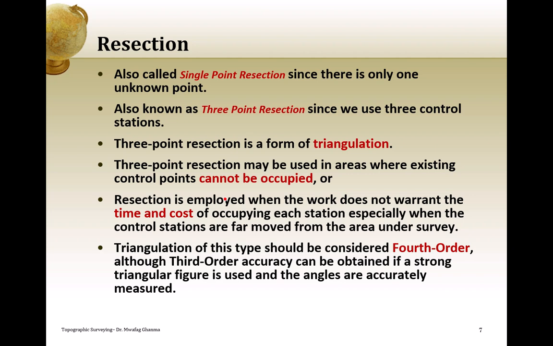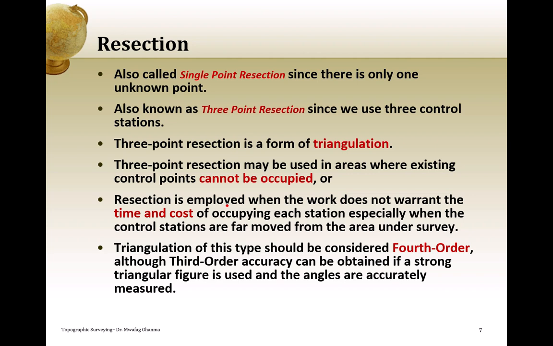It is also called single point resection because we are calculating one unknown point, or we call it 3-point resection because we have 3 control stations. So whatever you want to call it, it is okay. Now, of course, the 3-point resection is a form of a triangulation. We mentioned that, and this is a favorable method when we cannot occupy the control station. We cannot reach the control station, but we can reach the unknown station, and that's why we take measurements from that unknown station. Since we cannot occupy, we cannot access the other points.